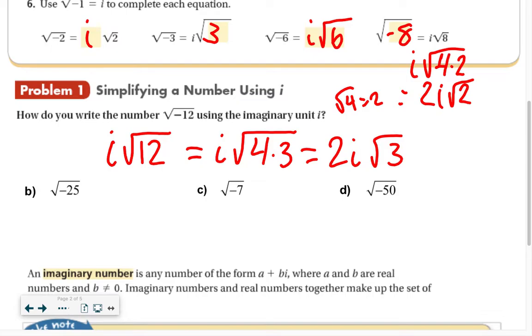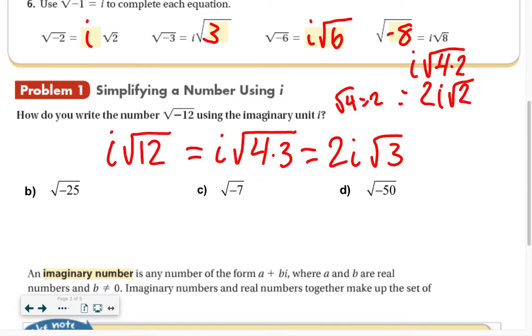Do you have to leave another 2 in there or no? Nope, because we got the 4 out, so the only thing that's left inside is 3. Because the whole square root of 4 came out, which is 2. That makes sense. Okay. Questions on that one?